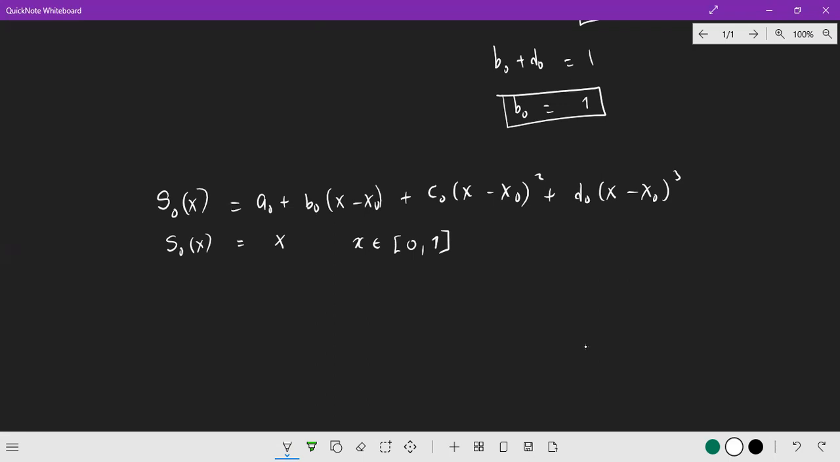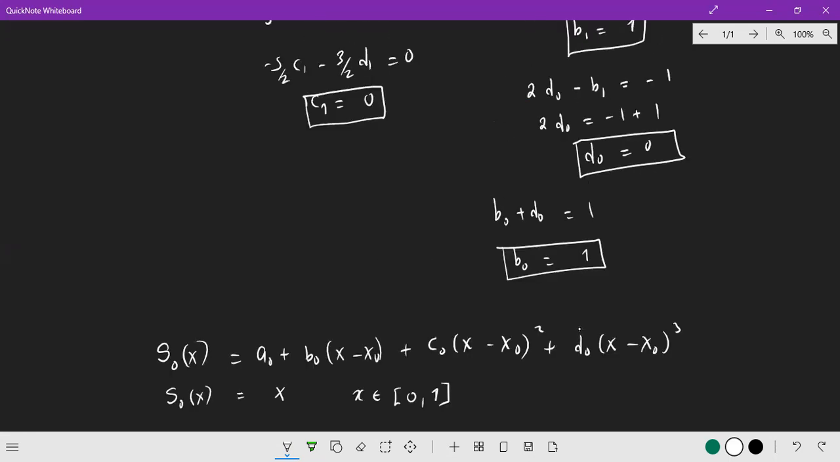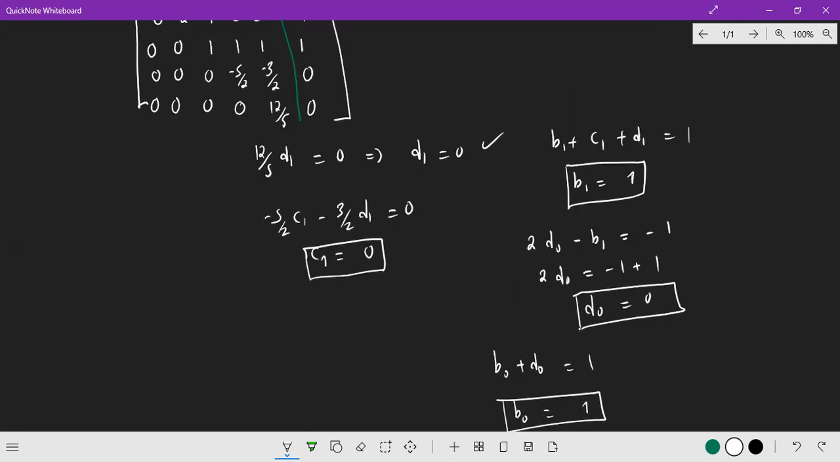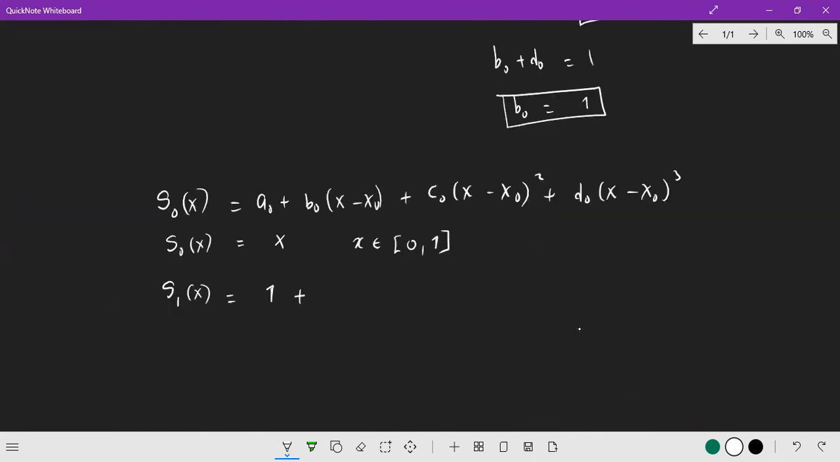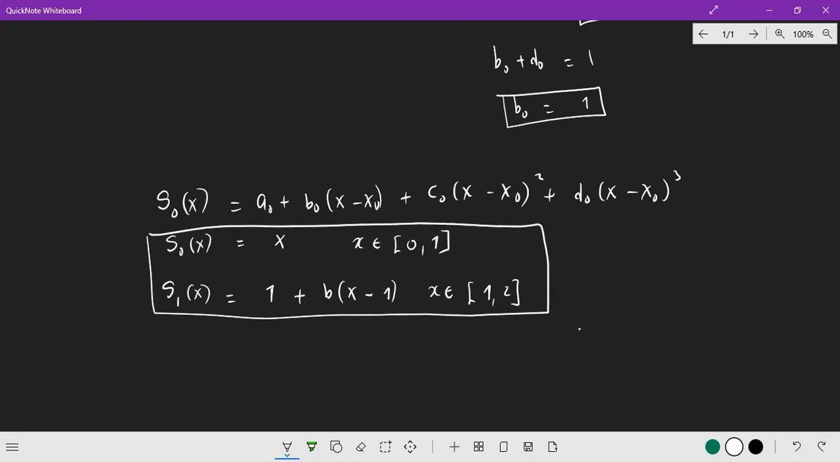Okay, similarly for S1 of X is equal to our A1, which was equal to 1, and our B1 also got to 1, meaning the rest also were zeros from what we calculated here. So our B1 is also equal to 1. The rest were zeros, so we just have X minus X1, which is just 1, and this is between 1 and 2. Okay, so these are the 2 splines we're supposed to find.